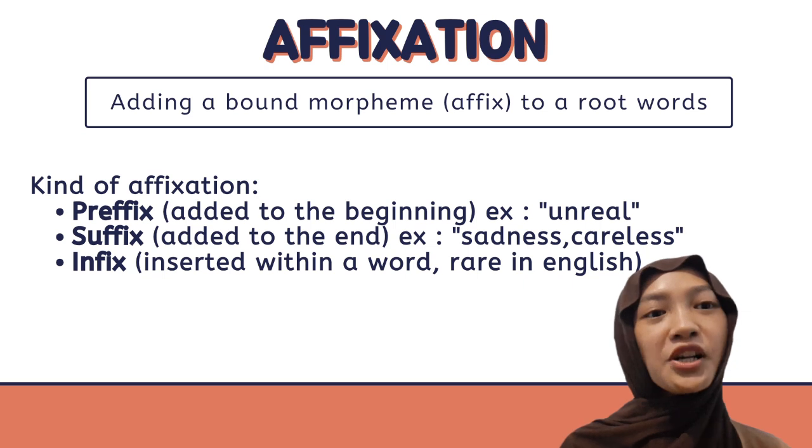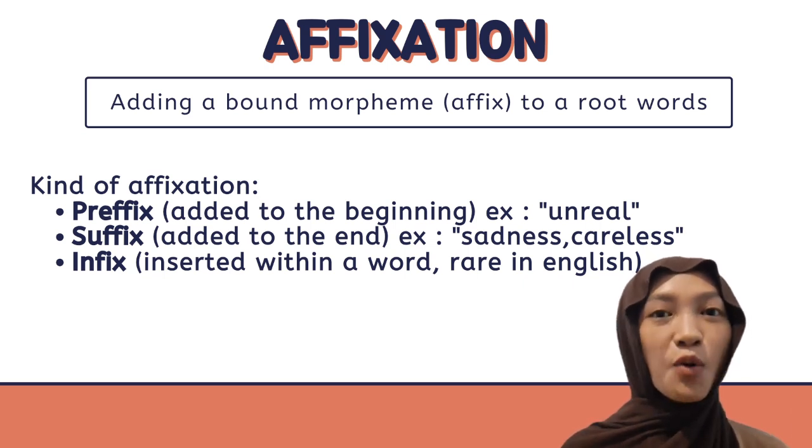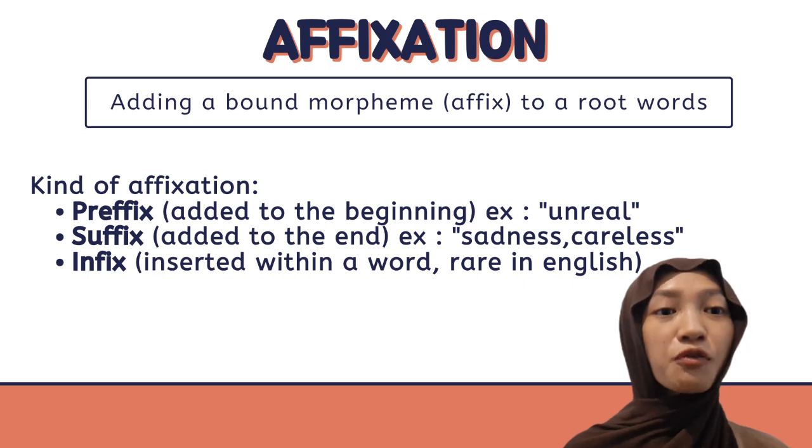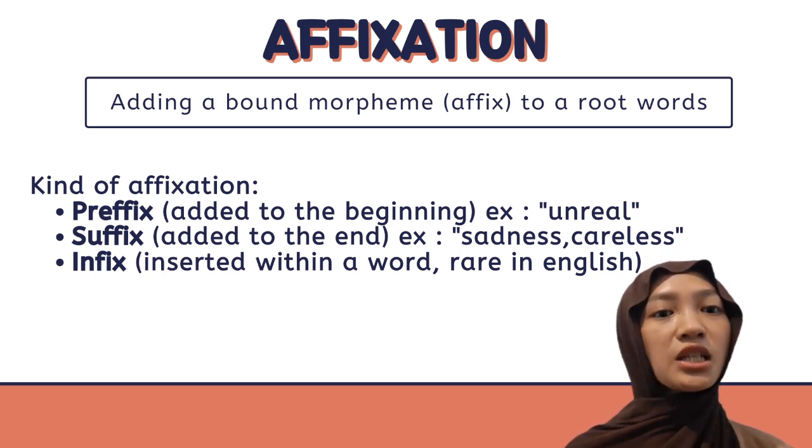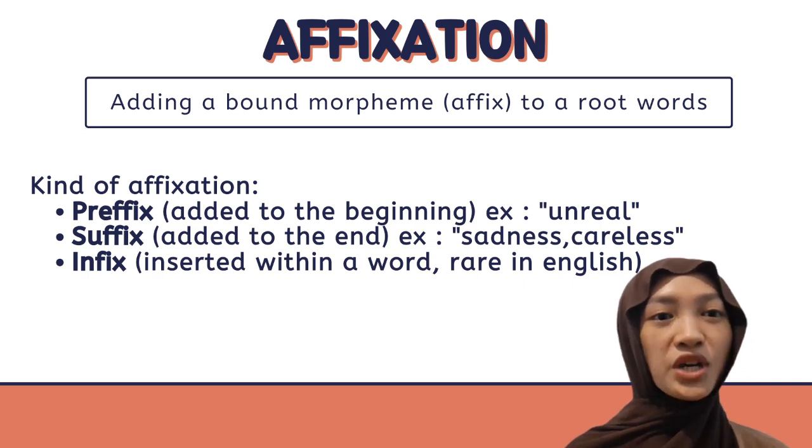Okay guys, the first one is affixation. What is affixation? So affixation is adding a bound morpheme or affix to a root word. The kinds of affixation are prefix, suffix, and also infix. Prefix is added to the beginning. For example, unreal. So we add un in the word real.